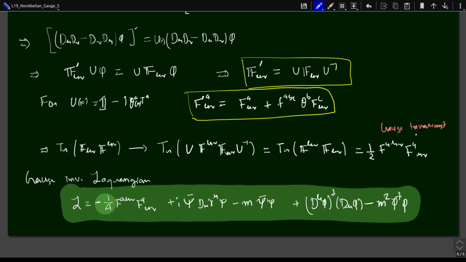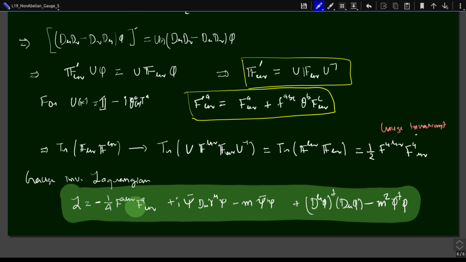So choosing this gauge transformation, the non-Abelian gauge transformation, the most general gauge invariant Lagrangian for a scalar and a fermion can be written as minus 1/4 F_mu nu^a F^a mu nu, written in the component form. Since the trace of F_mu nu F^mu nu is given by half of F_mu nu^a F^a mu nu, I can write this particular term as minus half of the trace of the F_mu nu matrix squared. This is just the kinetic part of the gauge. Here it's psi bar i gamma^mu D_mu psi minus m psi bar psi, and then the scalar part will be written as D_mu phi dagger D^mu phi minus m squared phi dagger phi. So this is how we write the most general gauge invariant Lagrangian.